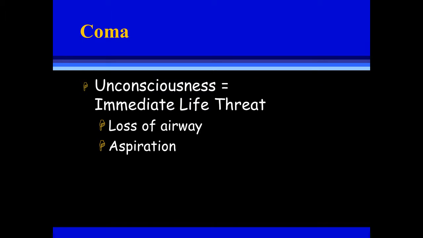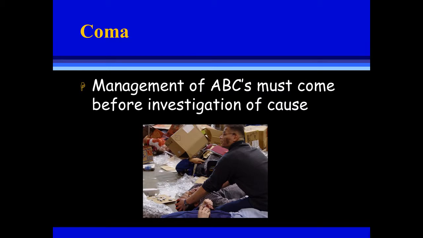Unconsciousness in all patients equals an immediate life threat because they have the potential for a loss of airway and aspiration. And we've covered those, I think, enough times. You guys know everything with that. So anybody who's in a coma, management of ABCs must come before investigation of the actual cause. So what we just talked about with AEIOU TIPS is our investigation of why someone's in a coma and what can we do about it, or why they are unresponsive.